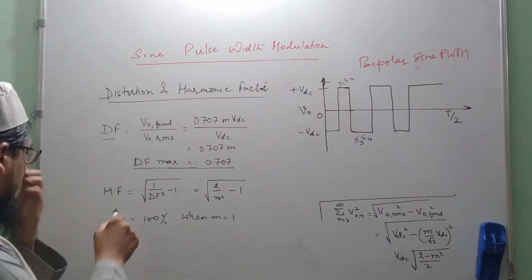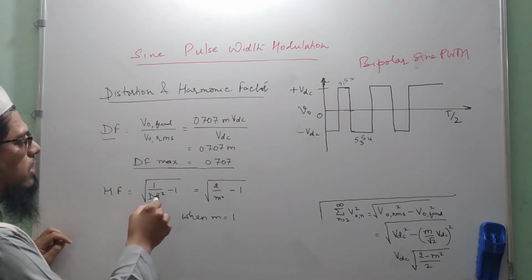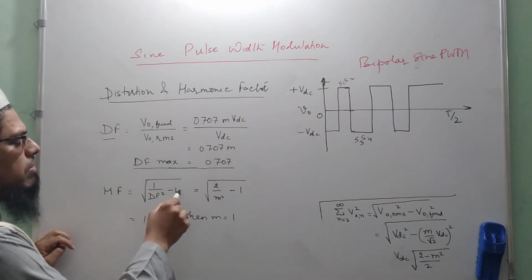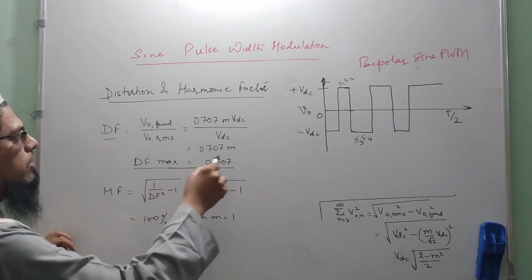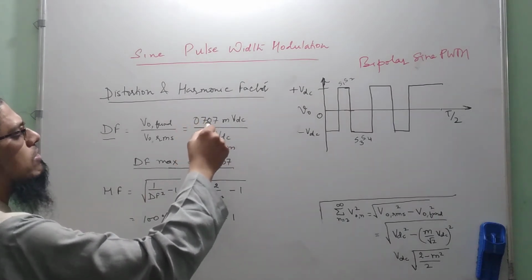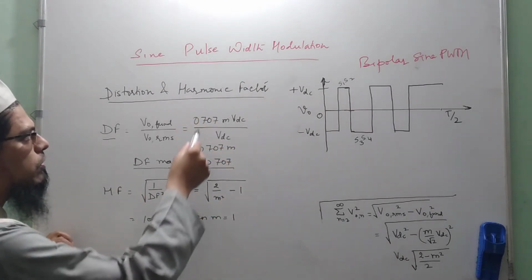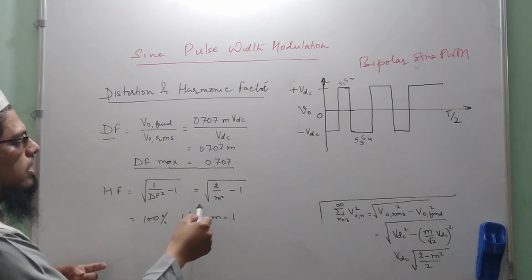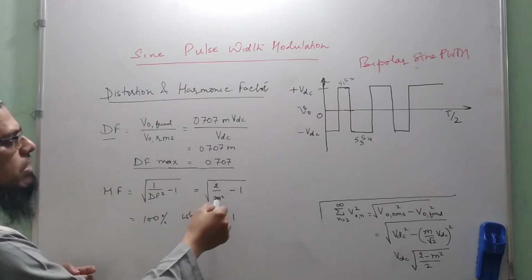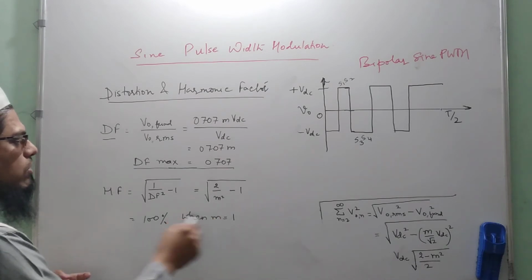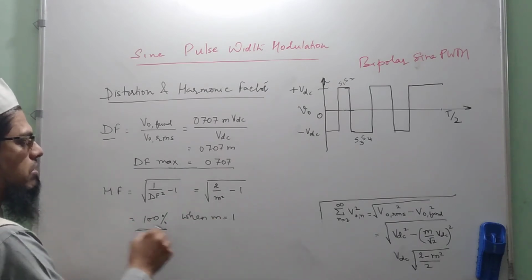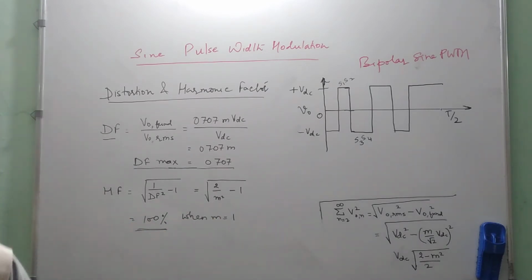Similarly, harmonic factor is related to distortion factor and given by root over 1 by DF square minus 1. DF, this 0.707, is basically 1 upon root 2. So if I put root 2 there, then I will get 2 by M square minus 1. So when M equals 1, the harmonic factor is equal to 100%.